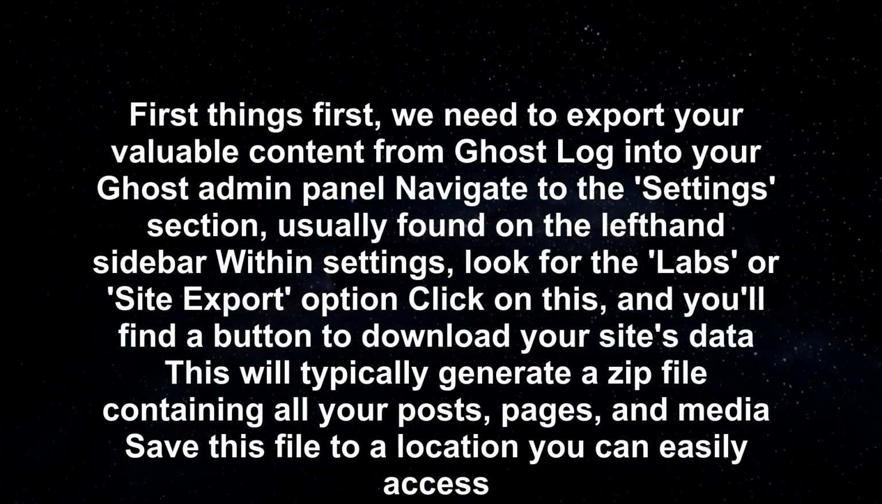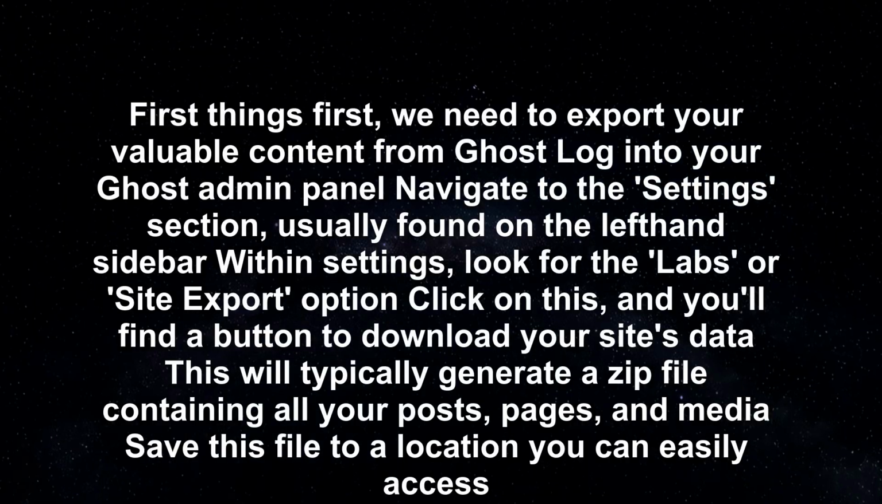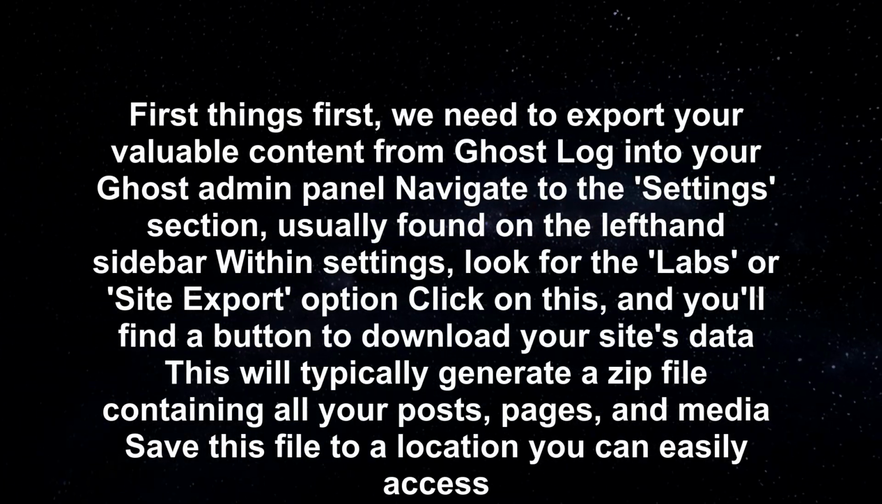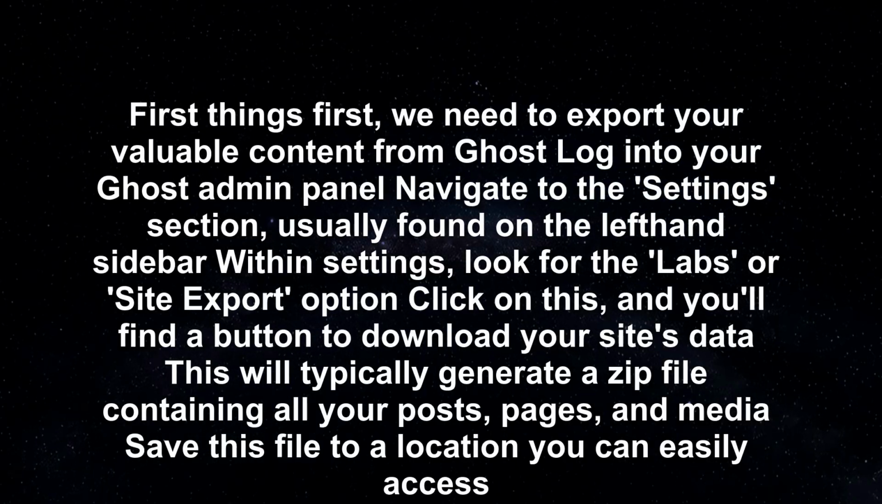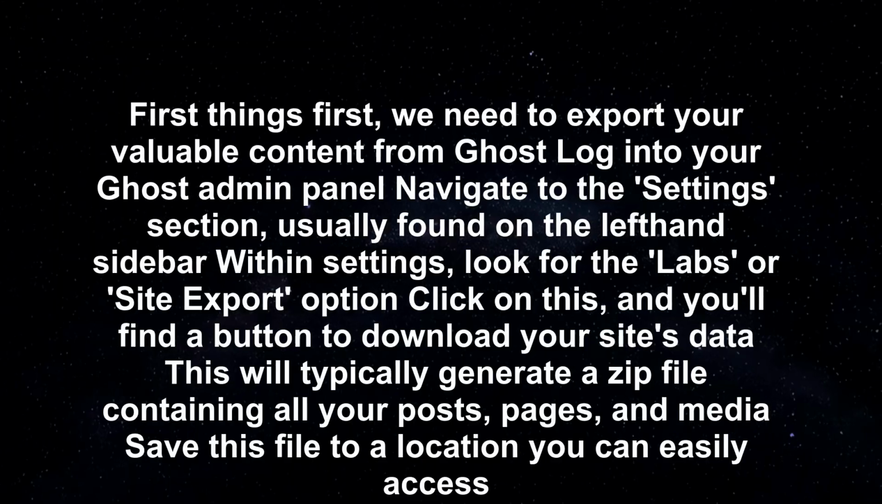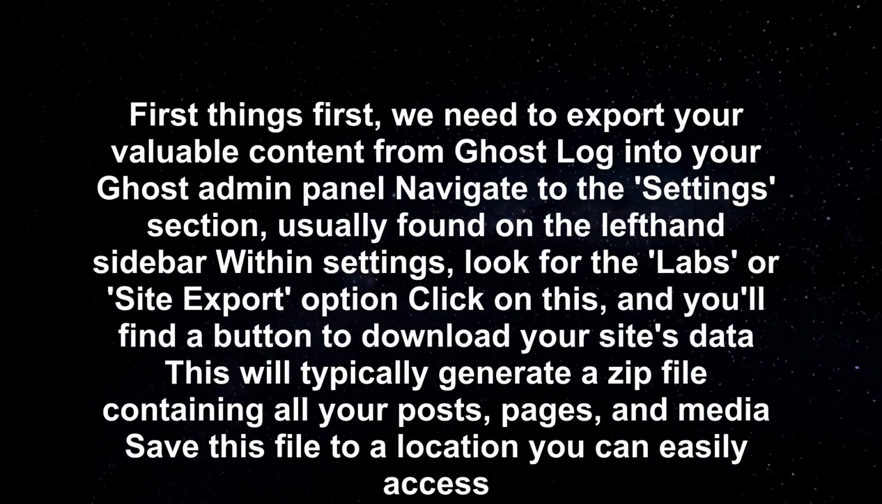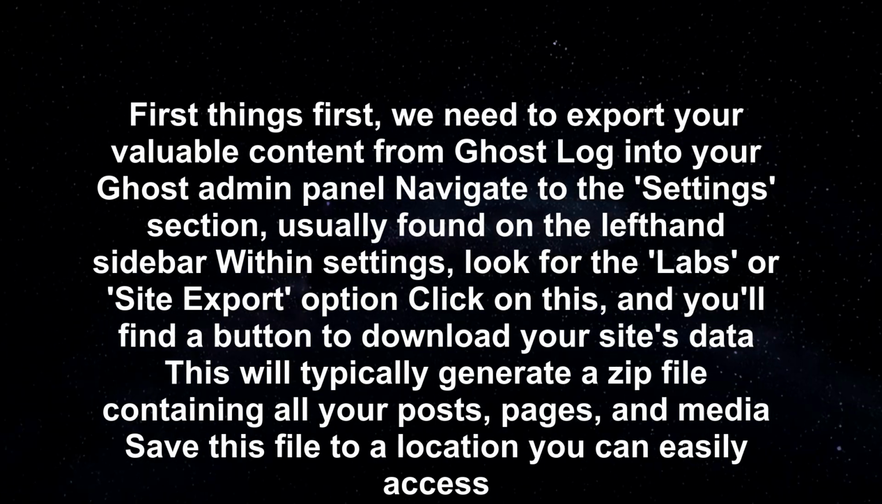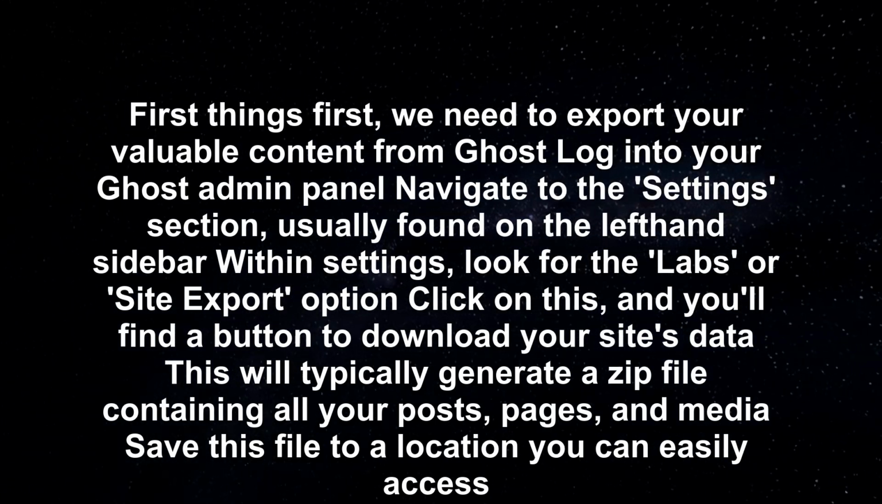Navigate to the Settings section, usually found on the left-hand sidebar. Within Settings, look for the Labs or Site Export option. Click on this, and you'll find a button to download your site's data. This will typically generate a zip file containing all your posts, pages, and media. Save this file to a location you can easily access.